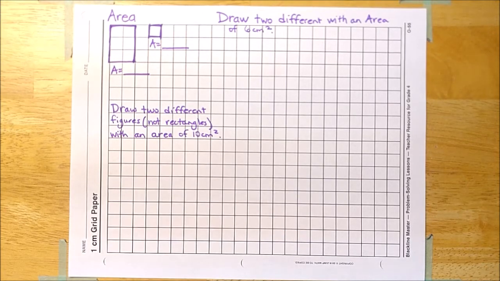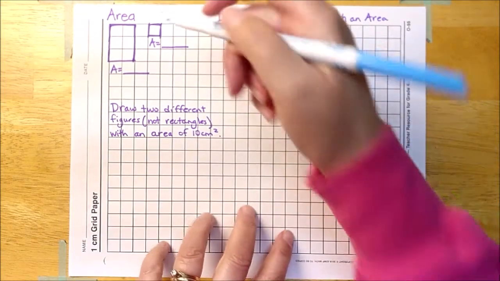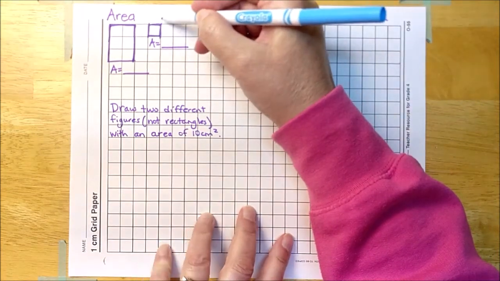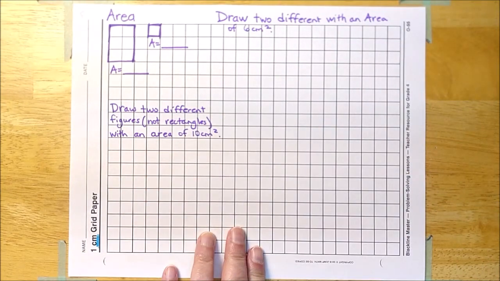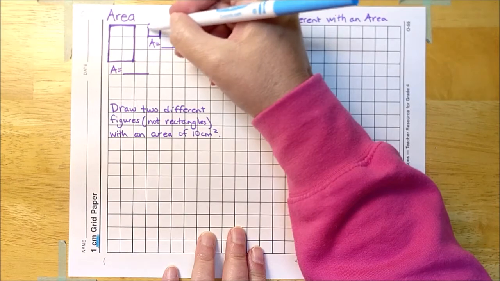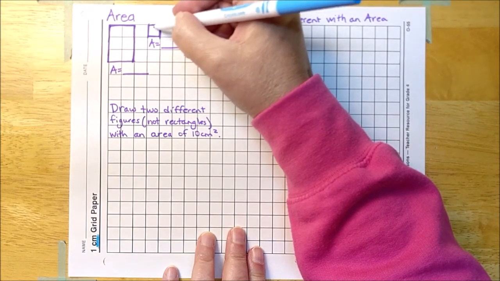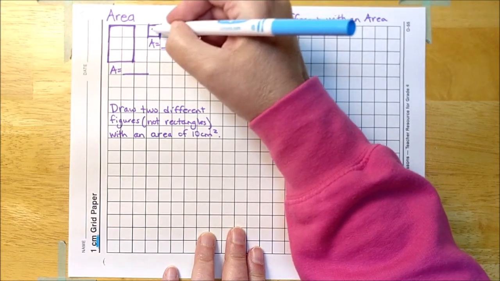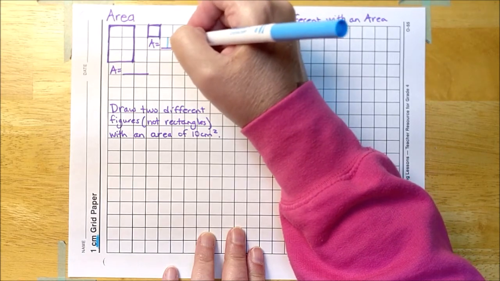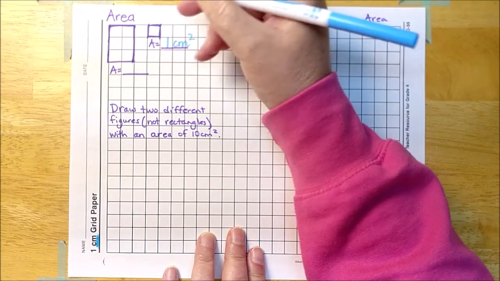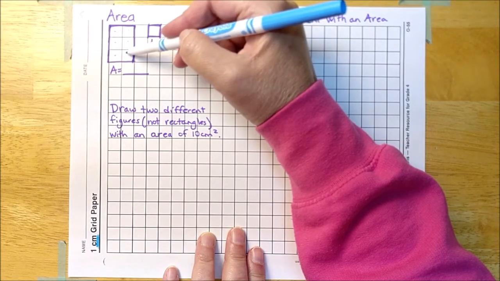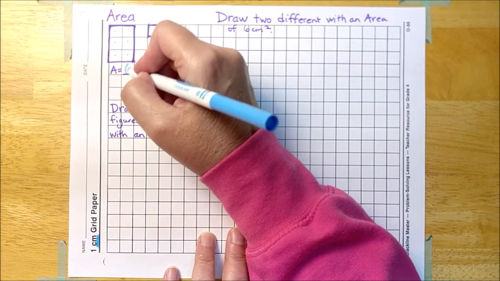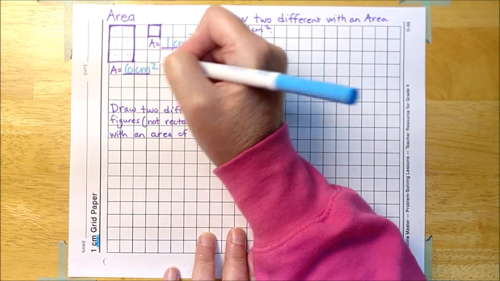Okay, we're back for part 2. So if someone asked me, I'm going to give you this shape right here. And we know that this is centimeter grid paper, so they've already told us that. What would the area of this square be? How many squares are there? 1. And because the sides are centimeters, I have to say centimeters squared. This one is 1, 2, 3, 4, 5, 6 centimeters squared.